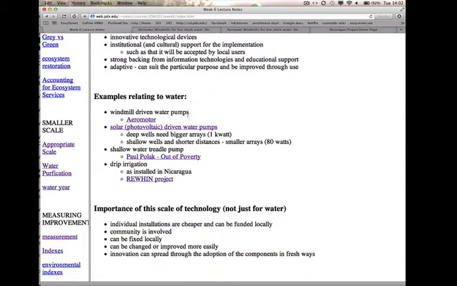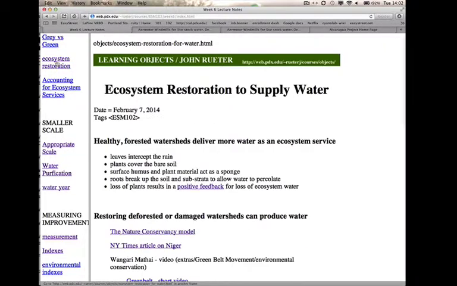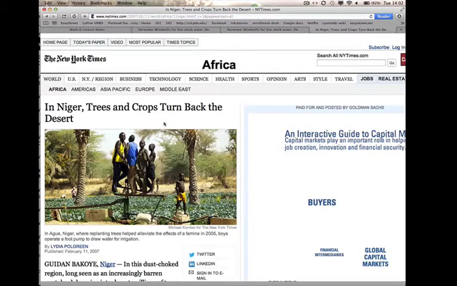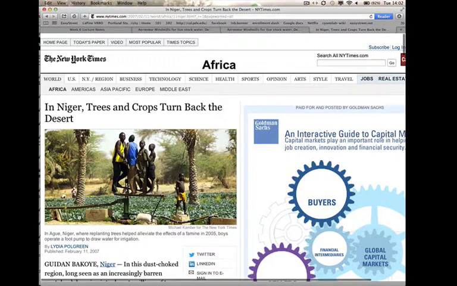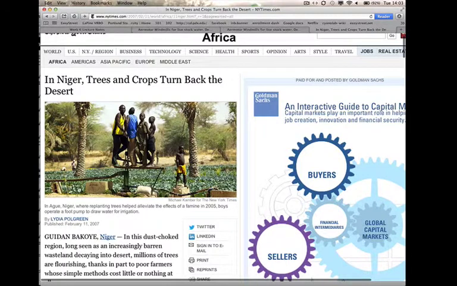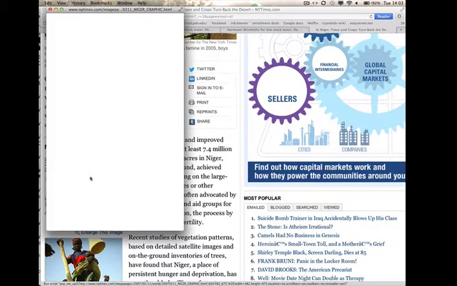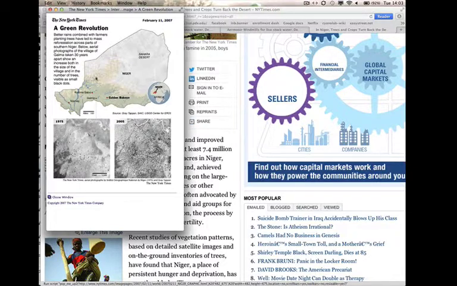Now, these small examples relating to water, I want to go back to the example from the Niger, where the people in the Niger have been using, again, here's a treadle pump with a whole bunch of people having fun pumping local water. And in the Niger, an incredibly dry area, and here's the Sahara Desert. Down here's Nigeria.